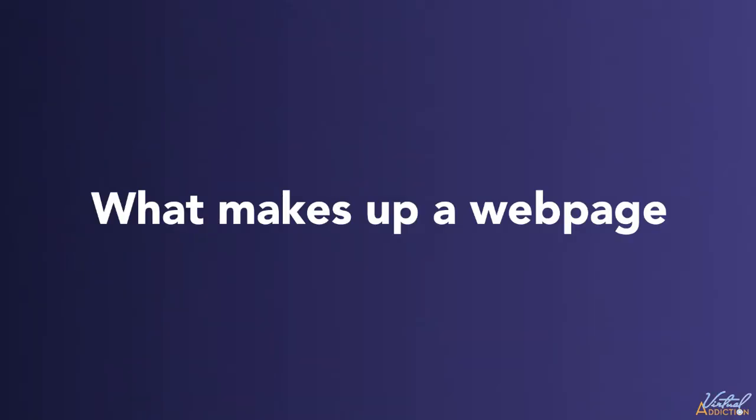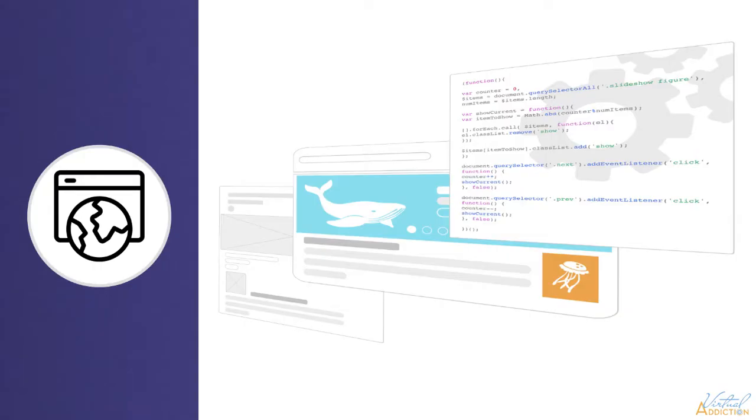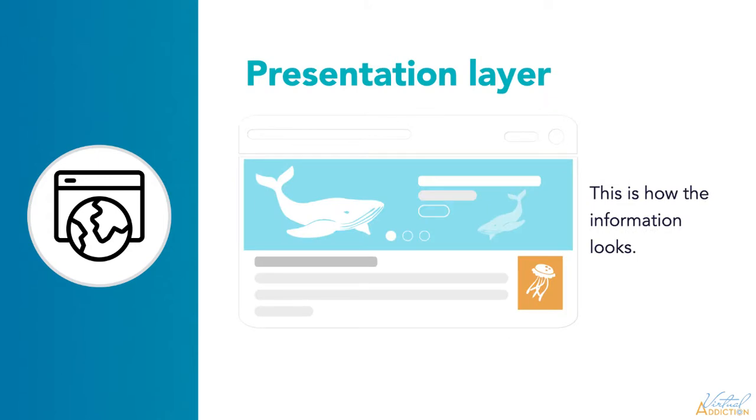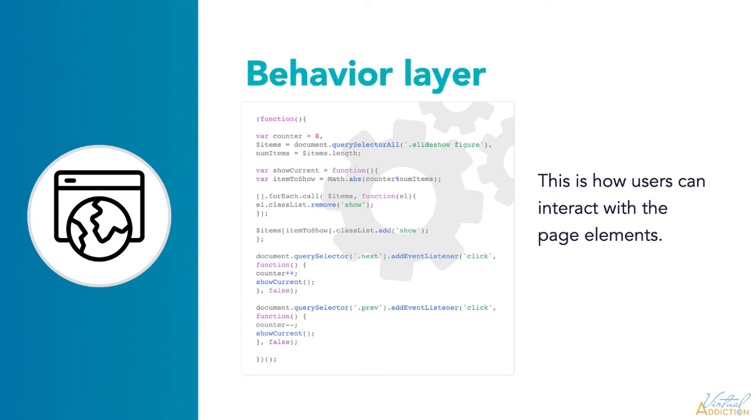What makes up a web page? A typical web page is made up of three separate layers that work together to deliver an experience to the end user. There's a content layer, or the information you see on the page, a presentation layer that handles how the information looks, and a behavior layer that lets users interact with that page.